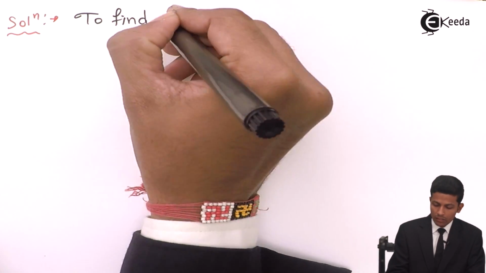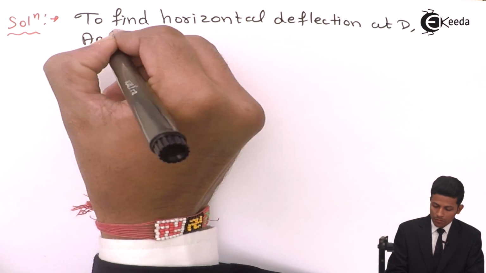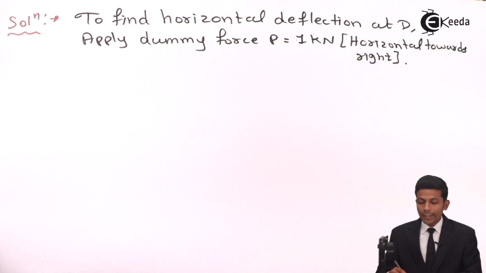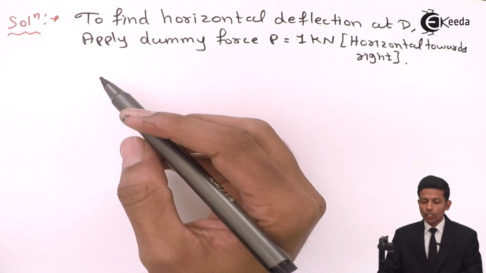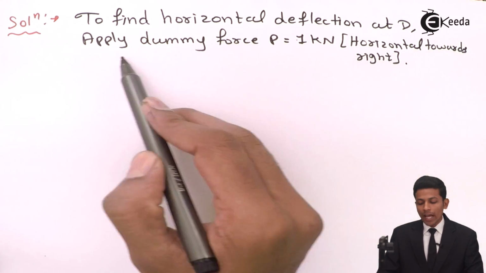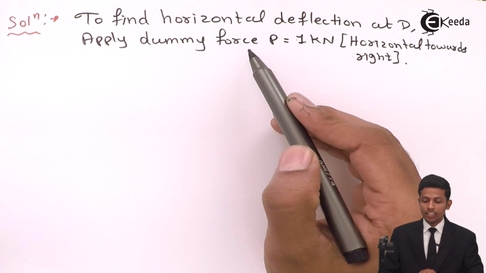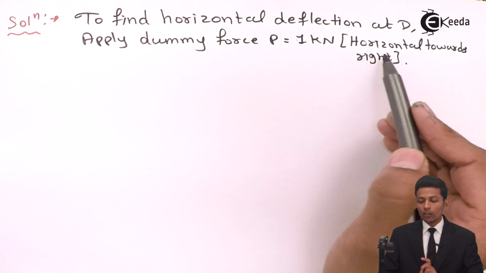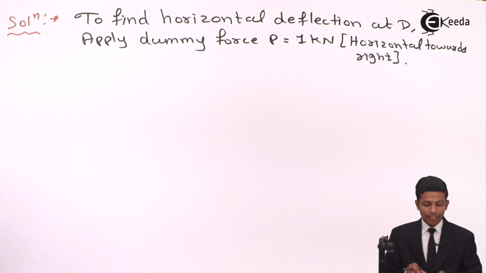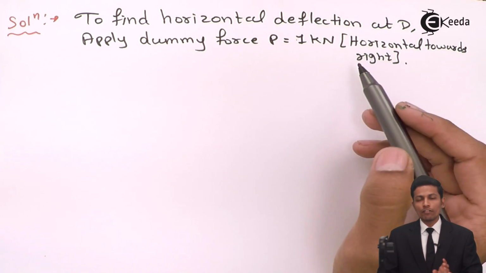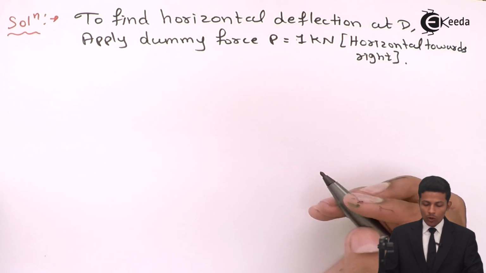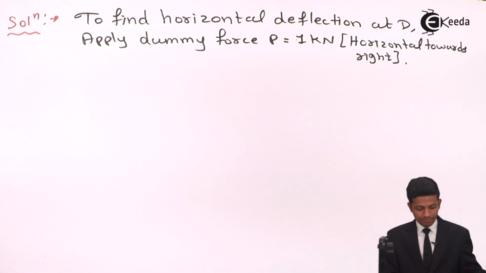To find the horizontal deflection at D, friends, when you are starting the solution, first you have to write: apply dummy or fictitious force P equal to 1 kilonewton horizontal towards the right. We don't know the direction, so always assume outward. Okay, so we have horizontal towards the right. Now let's draw the diagram once again.